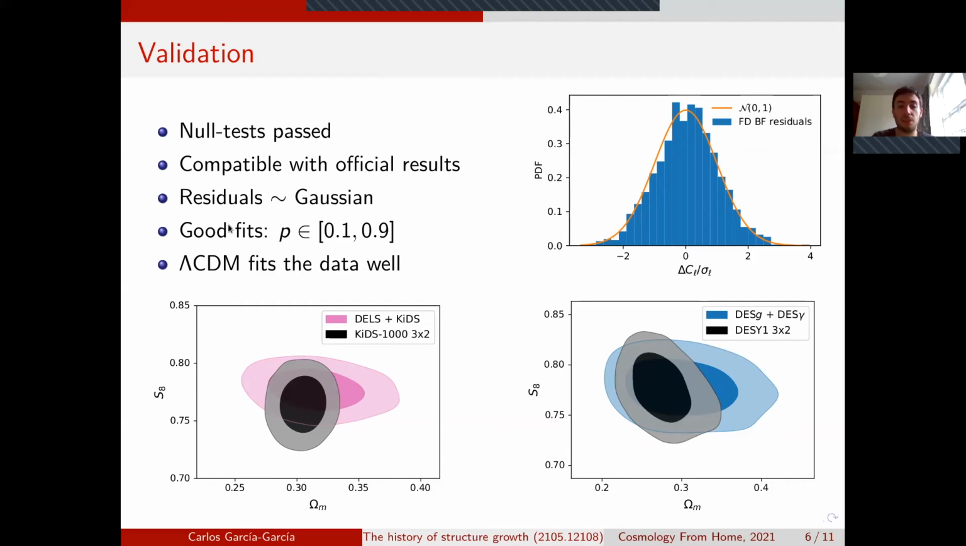Furthermore, we checked that the residuals for the best fit model of the full dataset run followed a Gaussian, and you can see it here on the right. Not only that, we checked that all the chi squared were meaningful for all the 12 runs that we did just for lambda CDM, and we found p-values between 0.1 and 0.9. So basically, we found really good fits. This means that the lambda CDM model fits the data well, although you can have this discrepancy with the prediction from Planck.